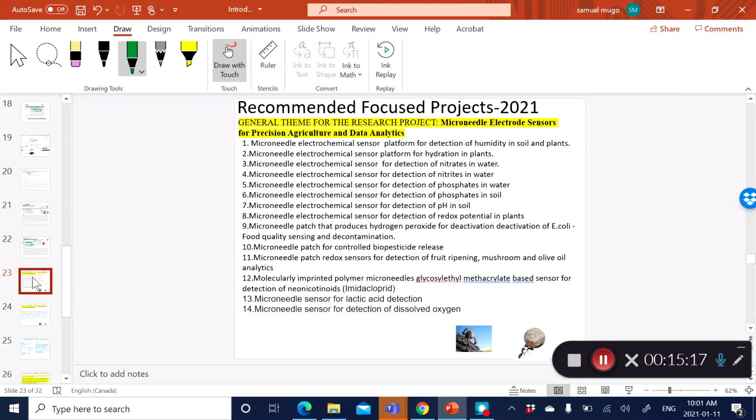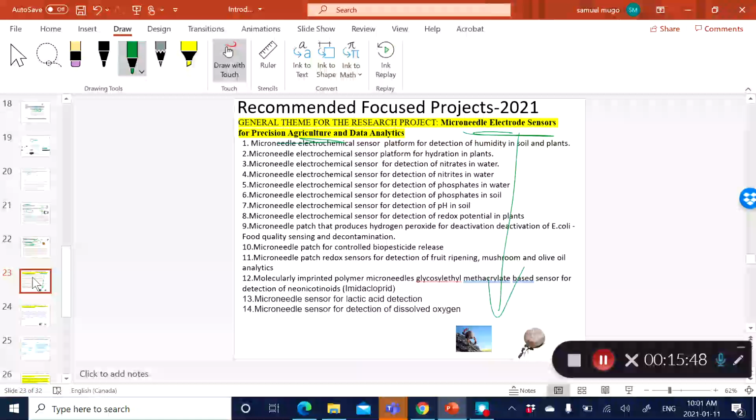So I'm recommending or proposing to you these different research topics under the theme microneedle electrode sensors for precision agriculture and data analytics. So I propose that students can choose from this vast list of different topics that they can do for their Chem 311 projects this semester.